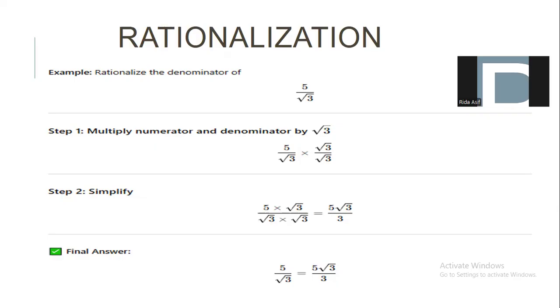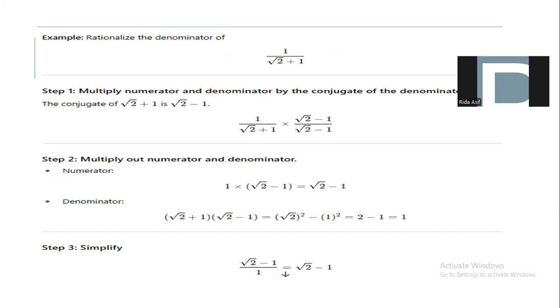We get the answer 5 root 3 over 3. In this way, students, we can simply rationalize our denominator. In the same way, I have taken one more example question for you.